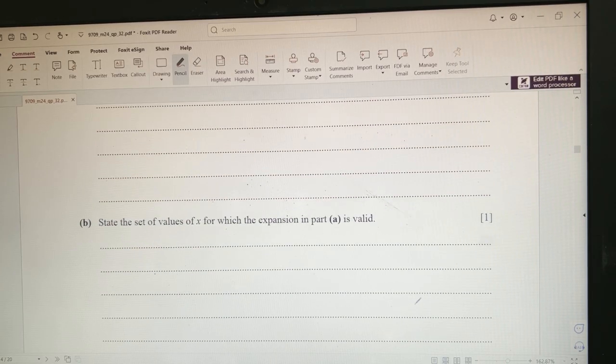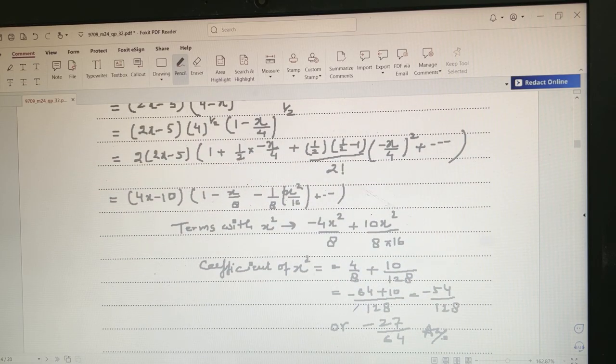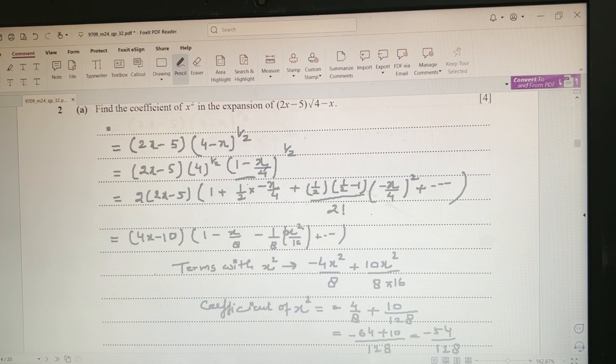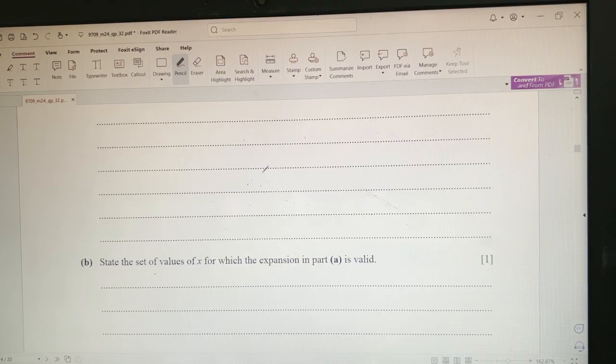It says state the set of values of x for which the expansion in part A is valid. Let me show you from where we'll get the answer. Look at this step. Here we have 1 minus, because we expanded only this part, the rest of the things will remain the same. So we need to just check this one. It says 1 minus x over 4, and the condition is that such expansions are valid if the numerical value of x is less than 1. It's a 1 mark question, so not much detail is required. So this was the case.